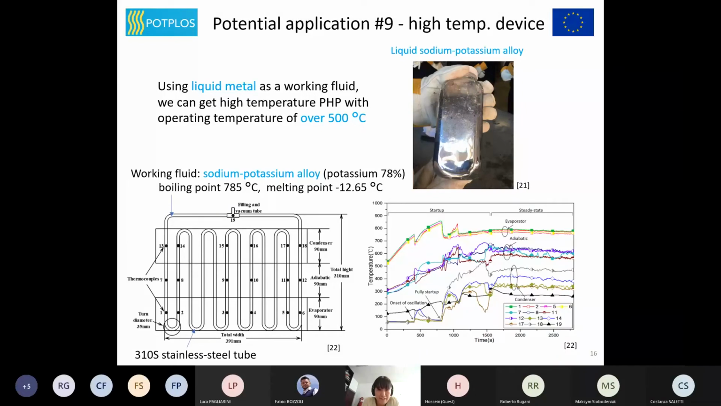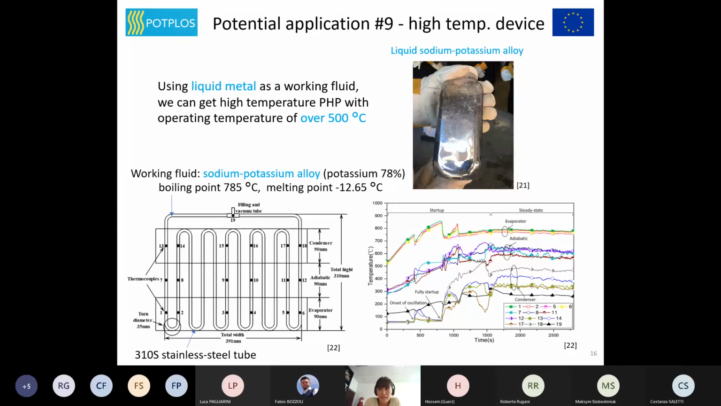Probably you are wondering, is there also a high temperature PHP? The answer is yes, there is. For a high temperature PHP with operating temperature of over 500 degrees C, liquid metal should be selected as working fluid. Sodium, potassium, and their alloy could be suitable fluids for high temperature heat pipe. The upper image shows the liquid sodium potassium alloy.